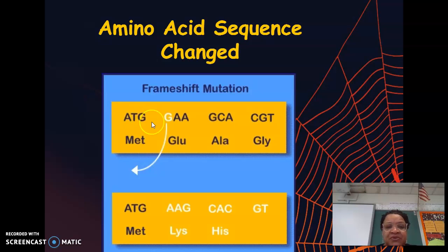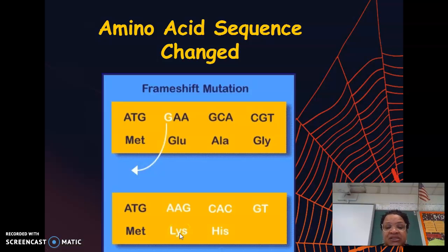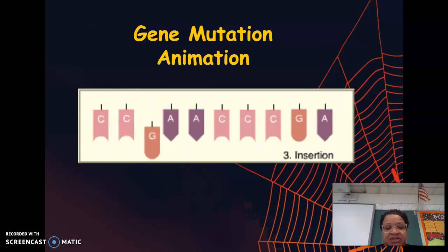Here's another example of an amino acid change. We have our DNA molecule right here. We've already transcribed it into messenger RNA, and these are the amino acids. If a mutation occurred and the G was deleted in this DNA sequence, instead of GLU, we would get LYS, which would lead to a different protein being built. Here's another gene mutation animation.